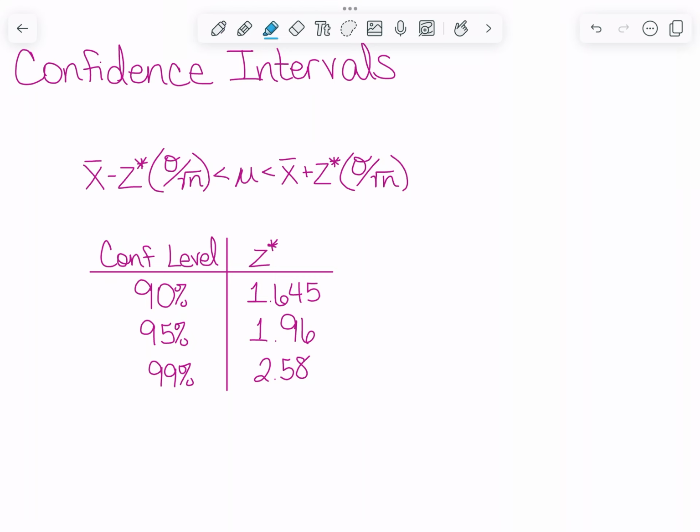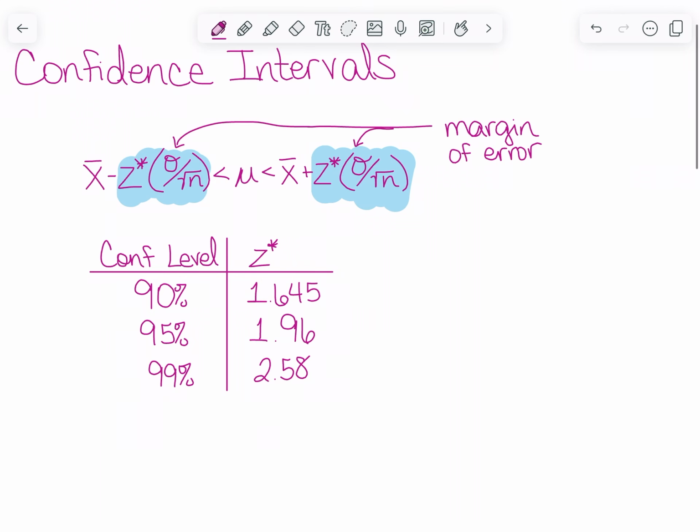The other thing to point out with this is that the left and the right-hand side of this only differ by a sign. On the left, there's a minus sign, and on the right, there's a plus sign. So this piece, z star times sigma divided by the square root of n, that I'm adding and subtracting from both sides, this is known as the margin of error. As we calculate this, our first step is going to be to find this margin of error. Then we'll add and subtract it from the sample mean. That'll give us our confidence interval, and then we'll be able to interpret it. So let's look at examples of how I can use this formula and how I should interpret the solutions that I get.